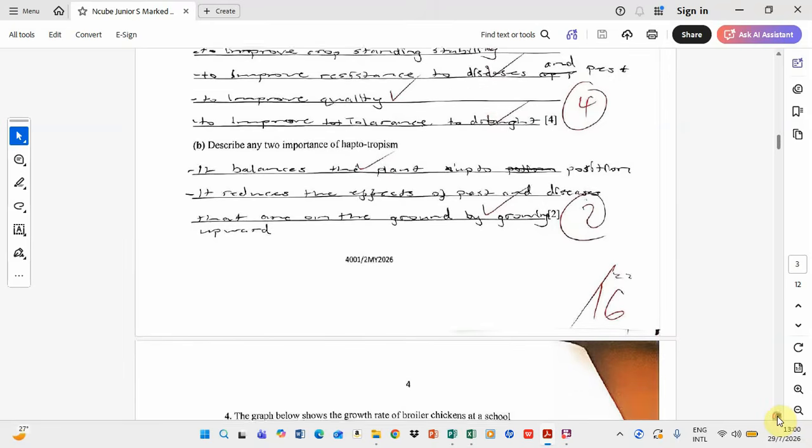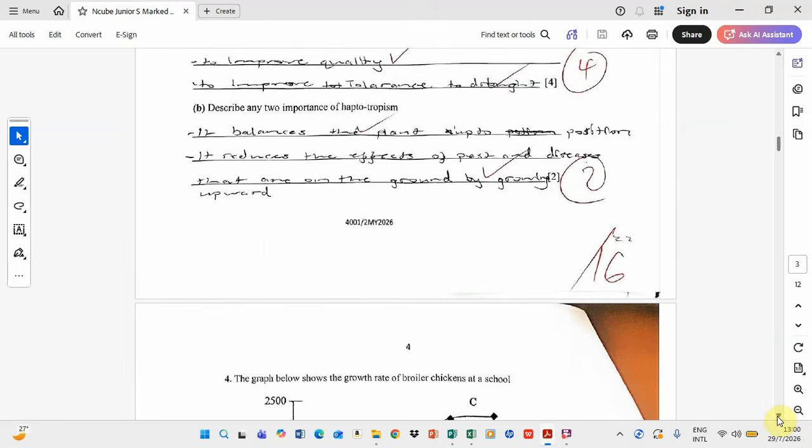And then let's move on to describe any two importances of haptotropism. Haptotropism. There are many tropisms. You have geotropism, you have phototropism, you have hydrotropism. That is the response of plants to stimulus, right? So in this case, in haptotropism, the plant will be responding to the sense of touch. So here you can give an example of climbing plants, the plants that grow up climbing on other trees. That is influenced by haptotropism.